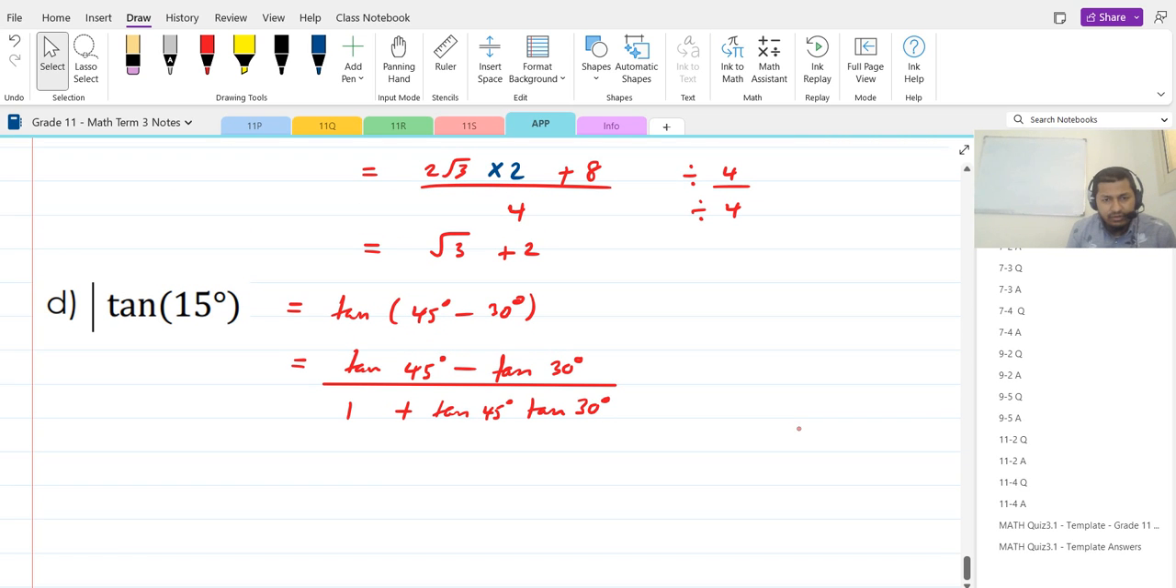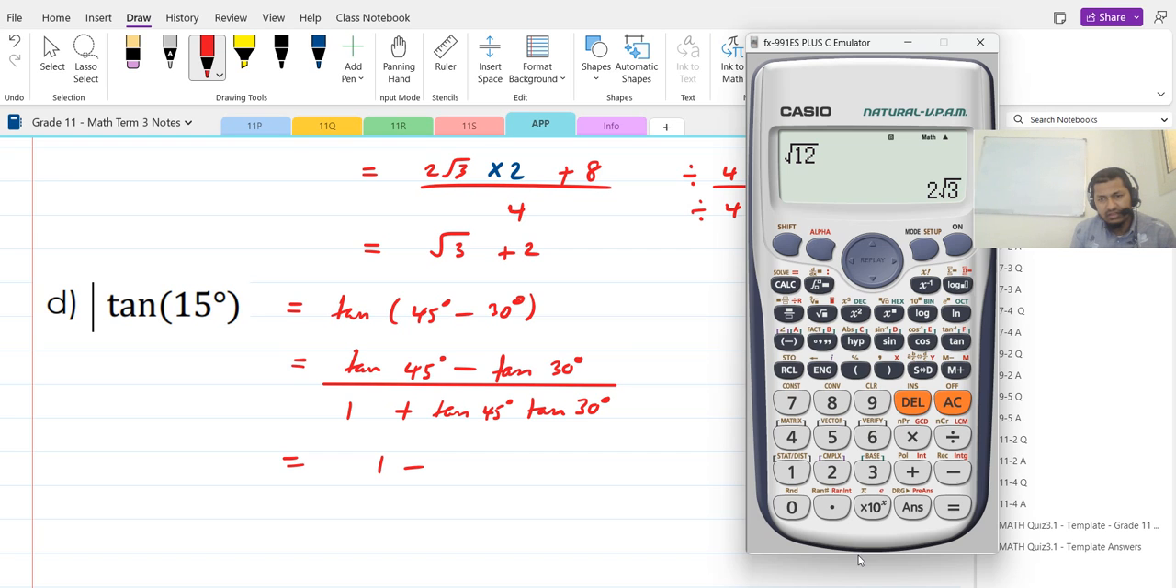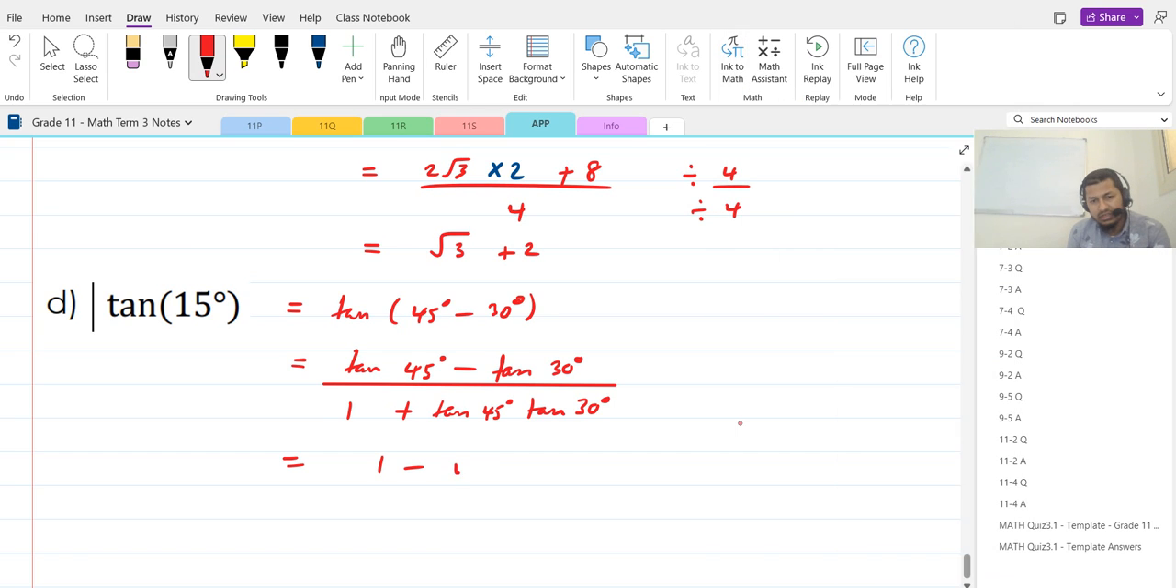Now tan 45 is 1, right? Minus tan of 30, I think tan 30 is root 3. Tan 30. You can see the calculator is in incorrect mode, so put it back to degree mode. Tan 30 is basically root 3 over 3, right? And 1 plus tan 45 is 1 times tan 30, which is root 3 over 3.